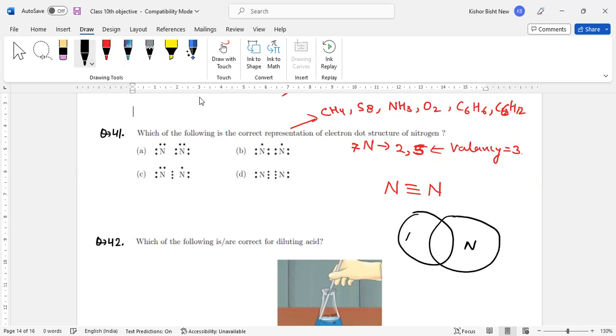One nitrogen, only you cut it. So how many bonds are they forming? 3 bonds. 1 bond means 2 electrons, so you make here 6 electrons: 1, 2, 3, 4, 5, 6.